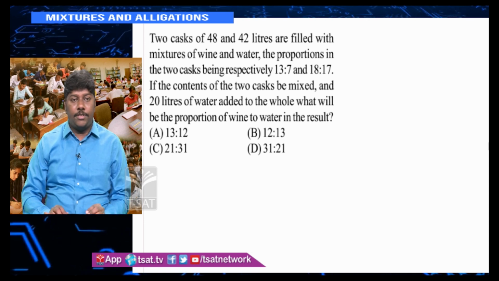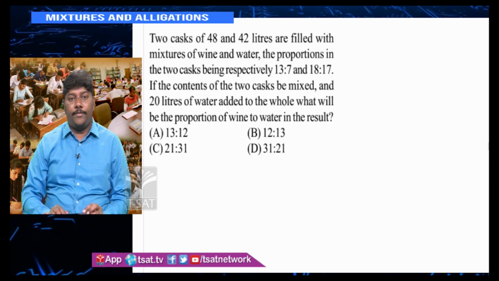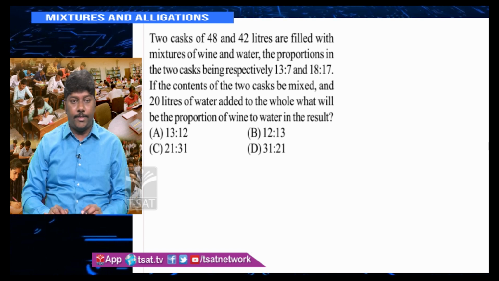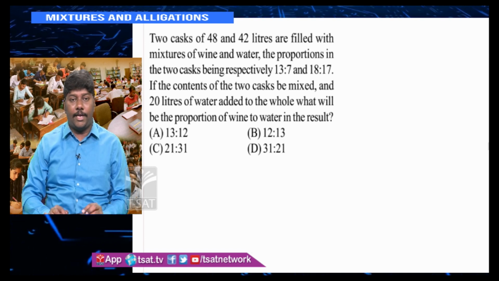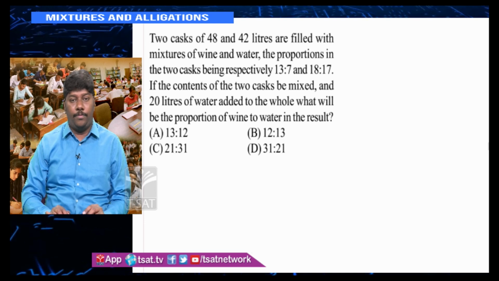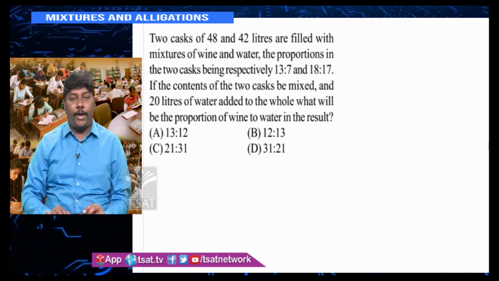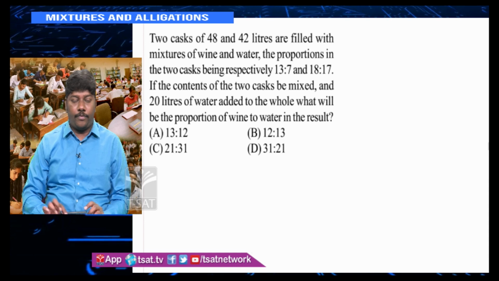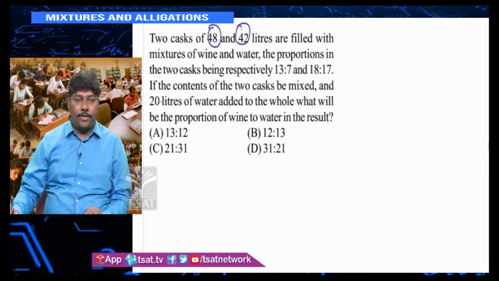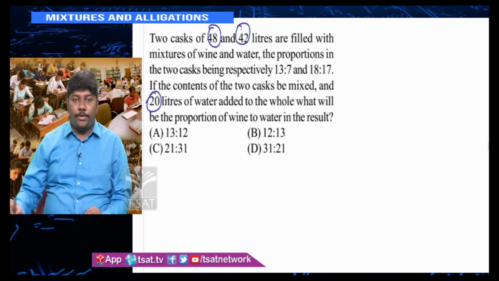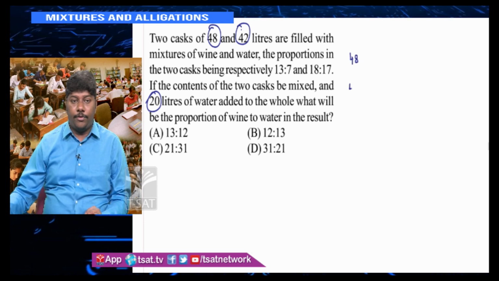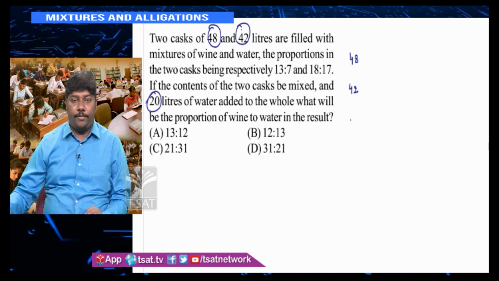Two casks of 48 and 42 liters are filled with mixtures of wine and water. The proportions in the two casks being respectively 13:7, 18:17 of the contents. If the contents of the two casks be mixed and 20 liters of water is added to the whole, what will be the proportion of wine and water in the result? See here, you are adding these two to 20 liters of water. So, I would take 48 and 42, finally 20.